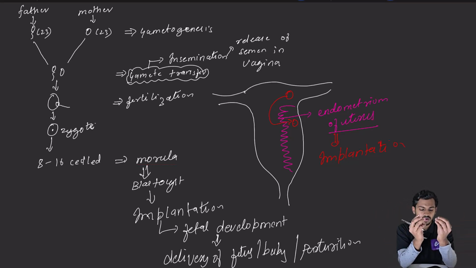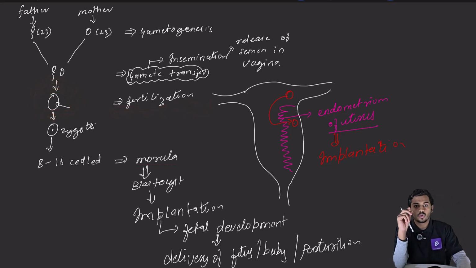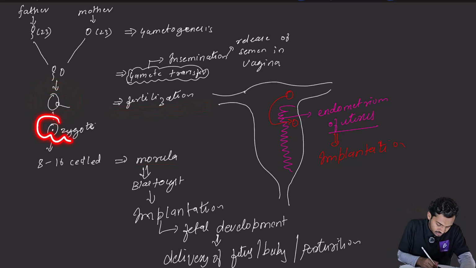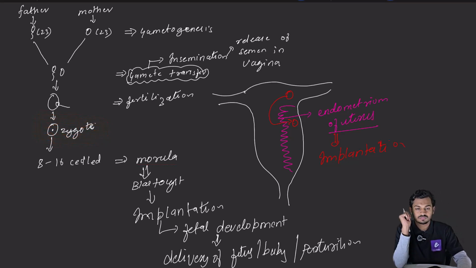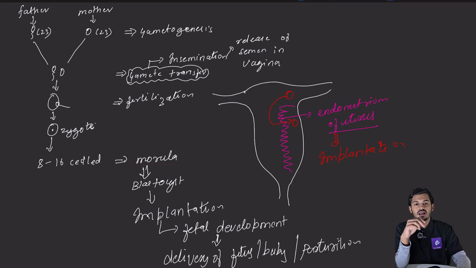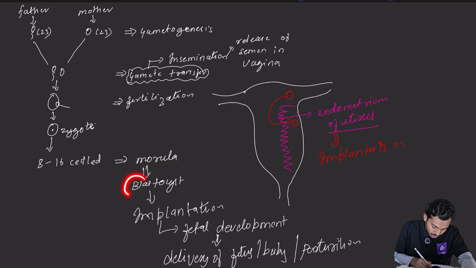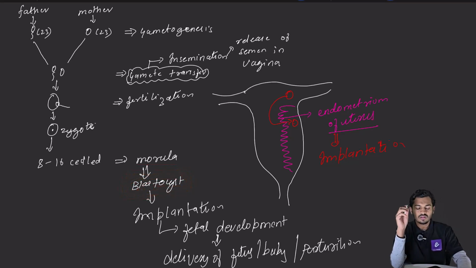So now the sperm and ovum will come close to each other. Now what happens? There will be fertilization where the sperm and ovum will fuse and there will be formation of a single cell structure called as zygote. Now this zygote will undergo mitotic divisions. From one cell it will become दो cell, दो से चार, चार से 8 सेल बनेगा, 8 से 16 सेल बनेगा. ये जो स्टेज है दोस्तों जिसमें एम्ब्रियो के अंदर 8 से 16 सेल्स होते हैं, इसको हम कहते हैं मॉरुला. Understood? Now what happens? Morula will become blastocyst.